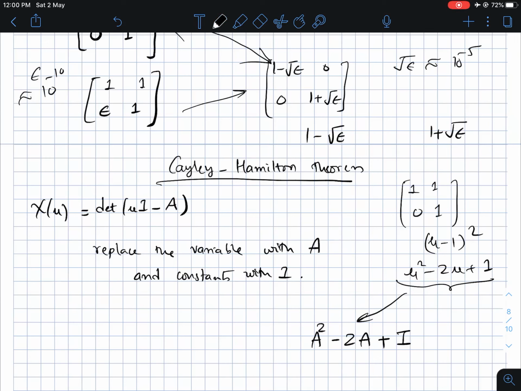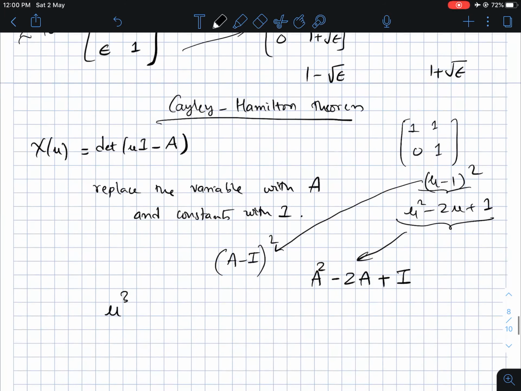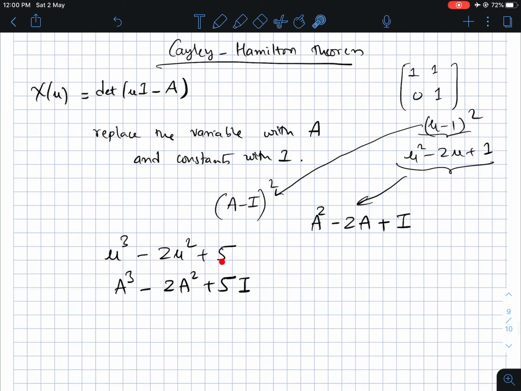1 times identity. Or you could have done it here also. We have (mu minus 1) whole square. You can write it as (A minus I) whole square. That is also fine. Similarly, if the characteristic polynomial happens to be like mu cube minus 2 mu square plus 5 for some matrix, you will write the corresponding construction as A cube minus 2A square plus 5I. The constant 5 times 1 will be written as identity, so it is 5I.